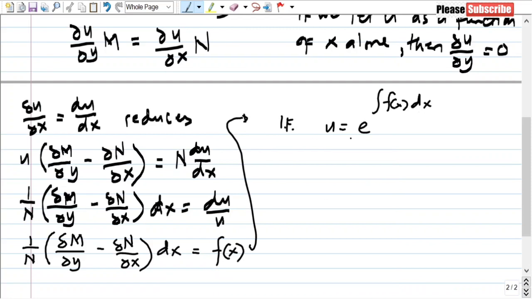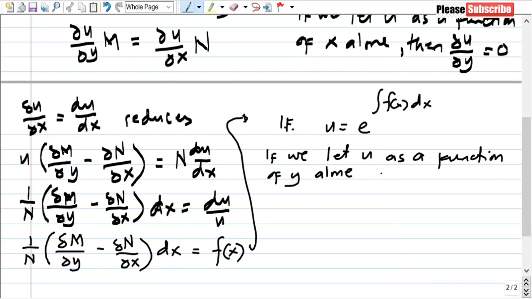Okay? Now, similarly, kapag yung u is function of y alone naman, subukan natin. If we let u as a function of y alone, ano naman mangyayari? Magiging partial derivative of u with respect to x naman is equal to 0, such that ating partial derivative of u with respect to y is equal to du over dy.